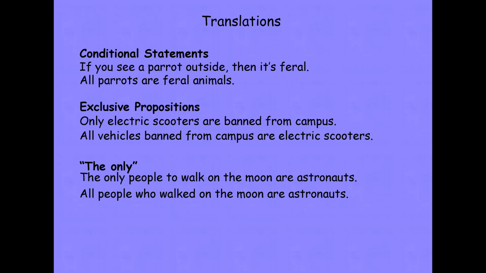So the difference between our top and our bottom here: only electric scooters becomes our predicate class. Our banned from campus becomes our subject class. In our second phrase with the only, we don't reverse our subject and predicate. Instead, we use our universal affirmative quantifier. We keep that same order. People who walked on the moon are astronauts.